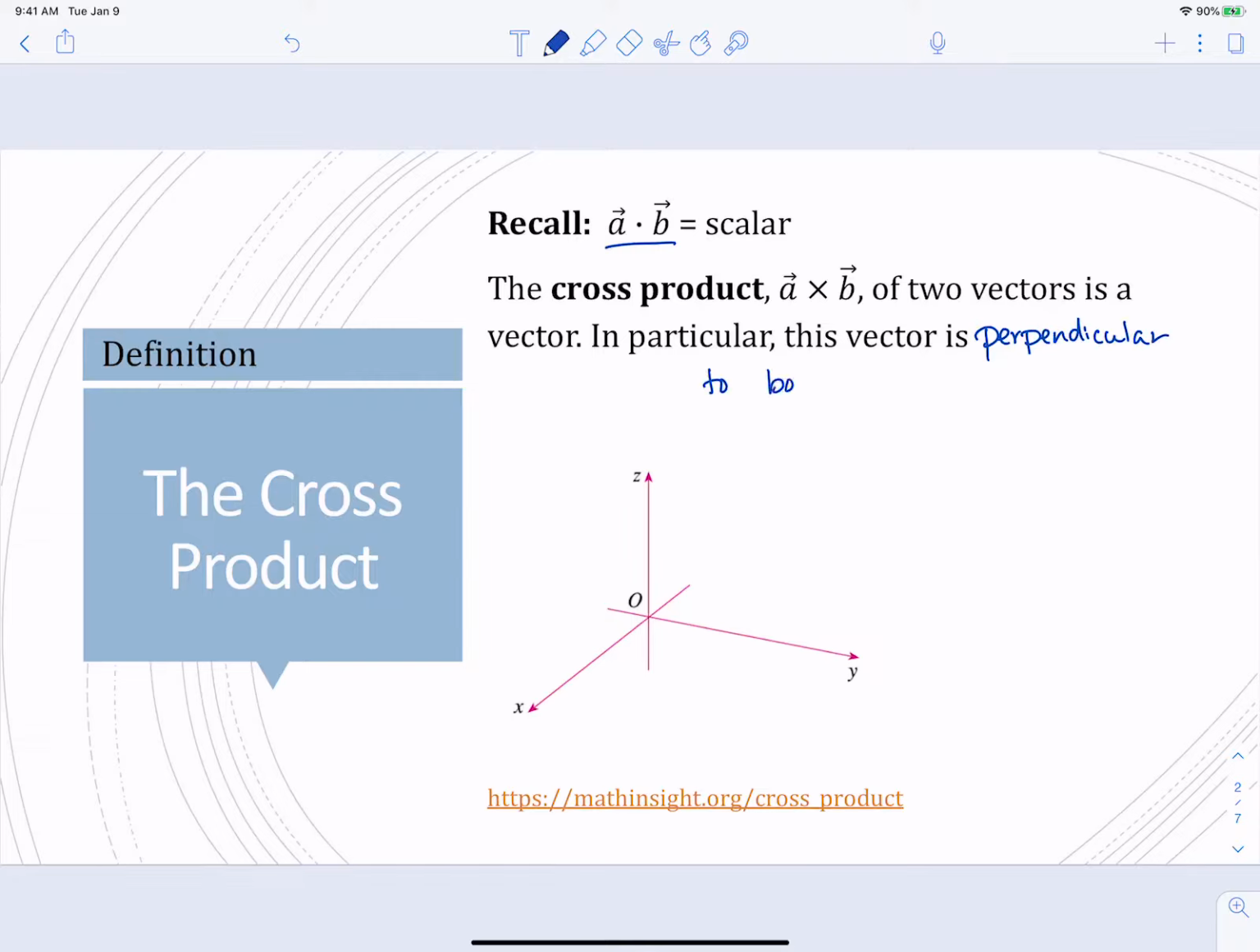to both A and B. So we're going to get an answer that gives us a vector that's perpendicular to both of the vectors that we started with.